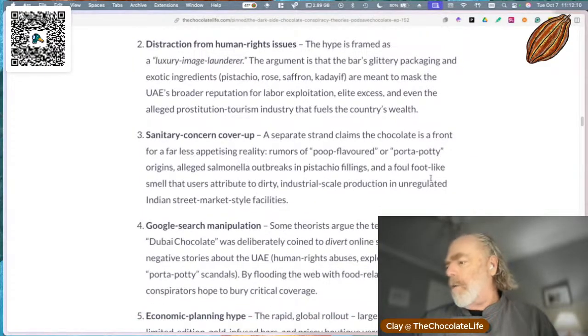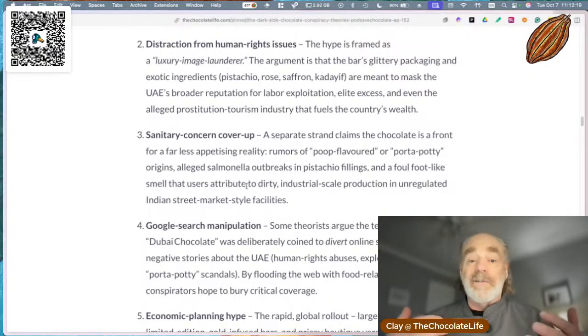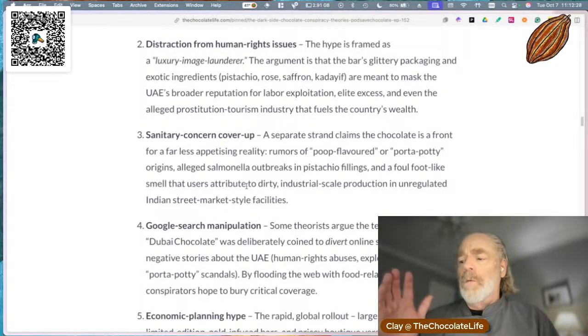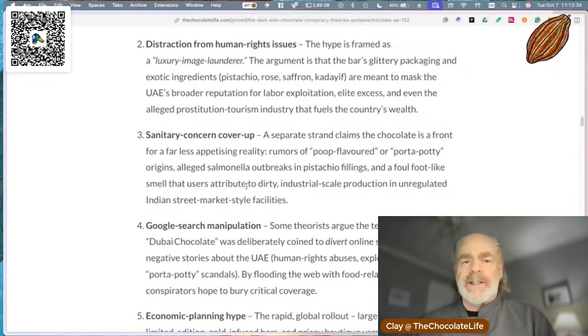And it's a foul, foot-like smell that users attribute to dirty industrial scale production in unregulated Indian street market style facilities. So number one, Dubai chocolate doesn't come from India originally. It comes from the city of Dubai. So are there in fact any street knockoffs or street market facilities in India? These are going to be companies that are doing Dubai style products, not necessarily quote unquote Dubai chocolate.